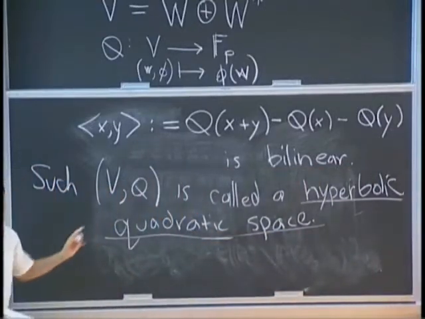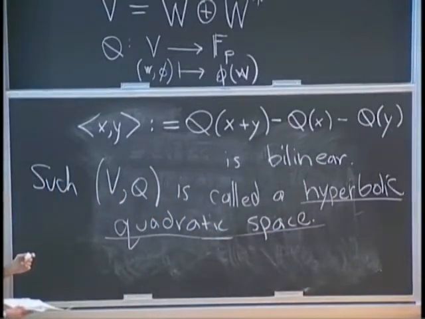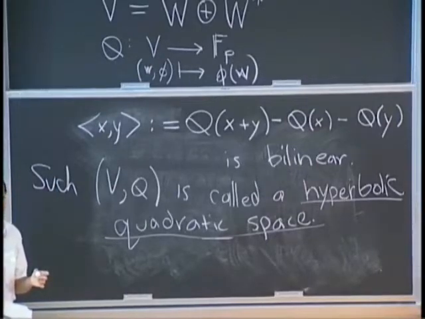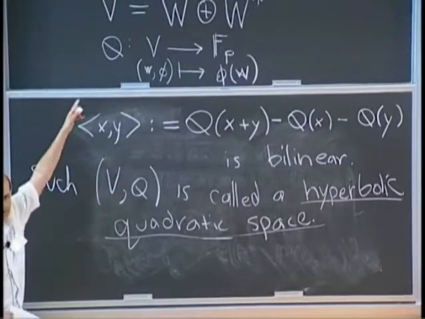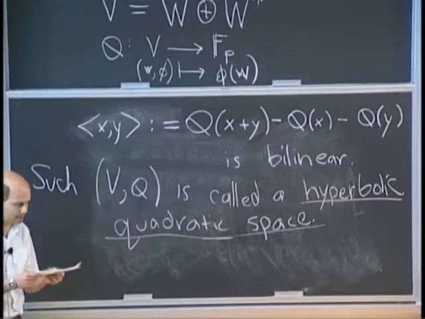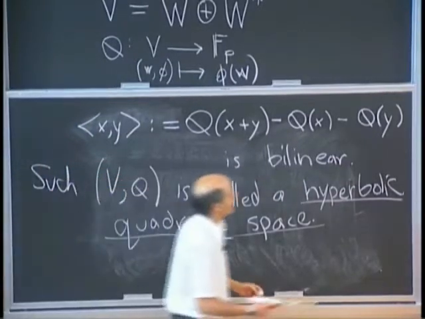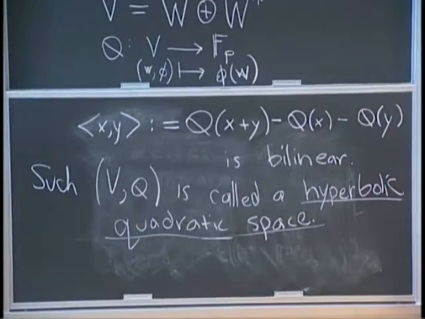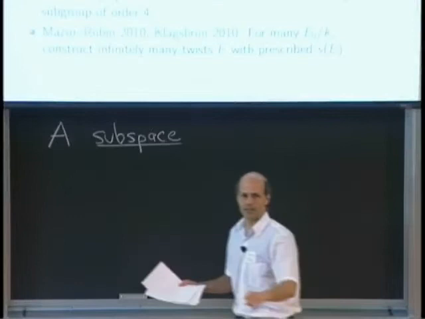Now I want to forget about the W. Anything that's isomorphic to something that comes like this is called a hyperbolic quadratic space. And then I can give the notion of a maximal isotropic subspace. Isotropic means it's a subspace where the quadratic form restricts to be 0.